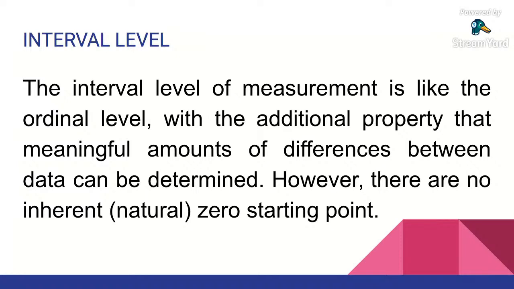Okay? All right? So I'll give you a good example. And of course, please don't forget that there are no inherent natural zero starting points under the interval level. Now, we'll best understand that by giving you an example. So let's say dahil mainit ngayon, ano, let's talk about Fahrenheit and Celsius scales of temperatures. These are both examples of data at the interval level of measurement. So you can talk about, say, 30 degrees being the difference of 60 degrees less than 90 degrees. So differences do make sense.